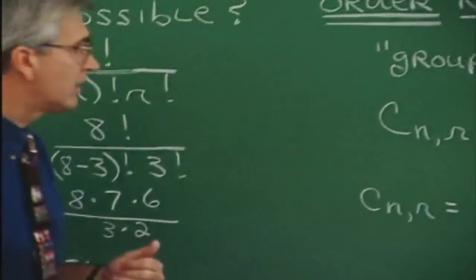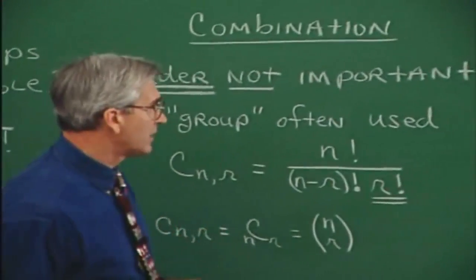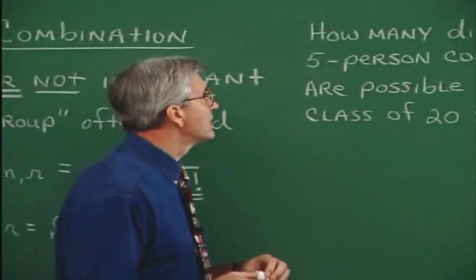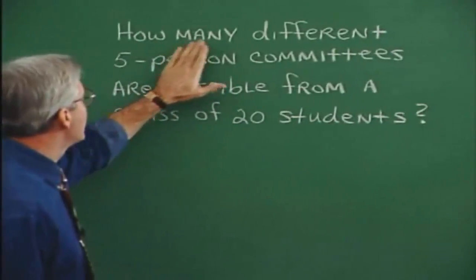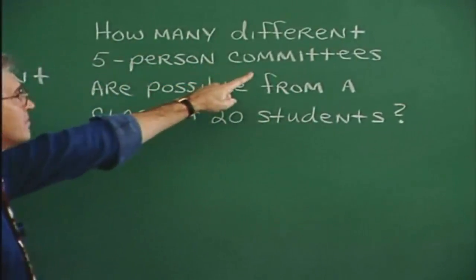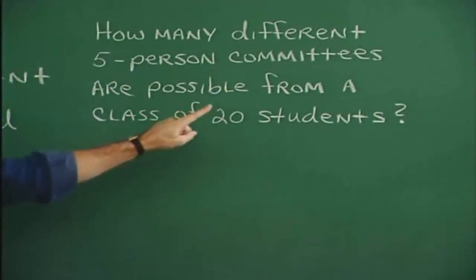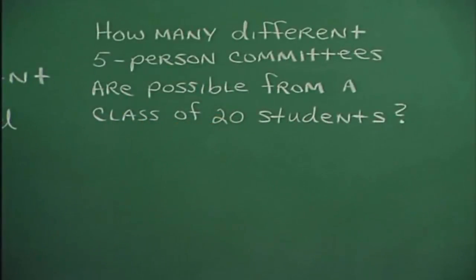We'll look at the calculator on this in just a few minutes, because that's probably the fastest way to deal with this. Here's another problem involving a combination. How many different 5-person committees are possible from a class of 20 students? 5-person committees from a class of 20 students.